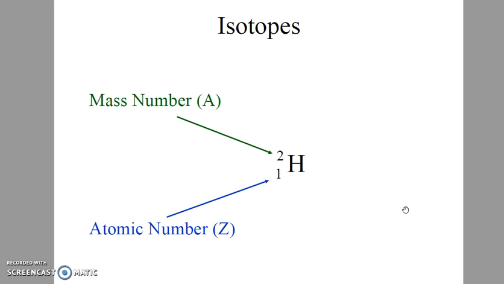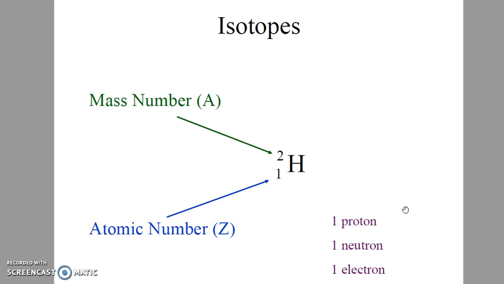Alright, here's another example. This is called deuterium. It's a different form of hydrogen. And you see its mass number is 2. So if you find the protons, neutrons, and electrons there, this form of hydrogen actually does have a neutron.